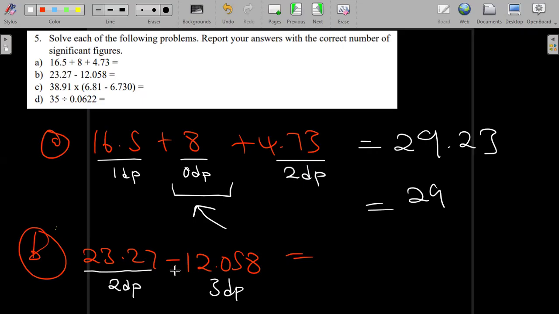So if I do 23.27 minus that, I'm getting 11.212. So this here has 5 significant figures. So we have to make sure that it has what? 2. So if it has 2, I said significant, I have to say decimal places. Okay, so we have to make sure that this number has 2 decimal places. So we just round off from here. We're just going to get 11.21 like that. Okay, so this answer now has 2 decimal places. So this is the correct answer there.